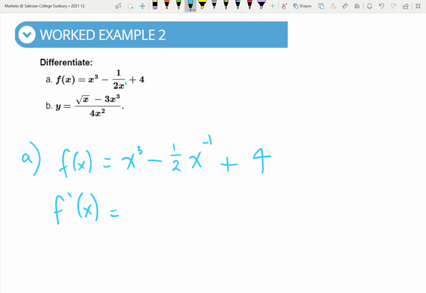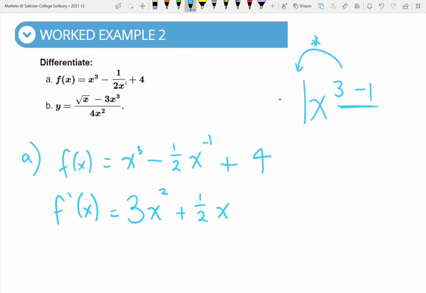So we say x to the power of 3, we times 3 times 1 is 3, and then we minus 1 from the power. Negative 1 times negative half is positive half. x to the negative 1 minus 1 is negative 2.